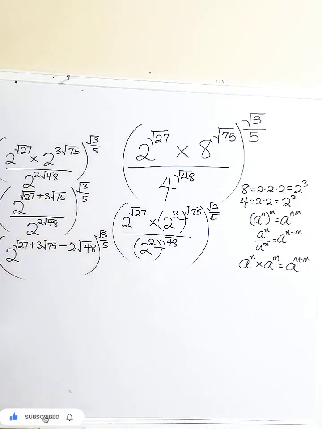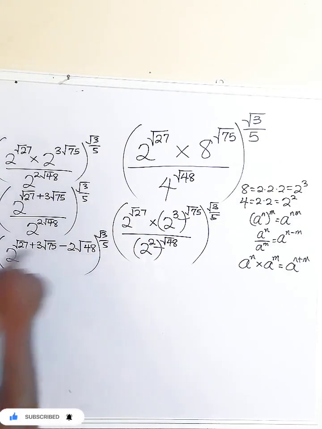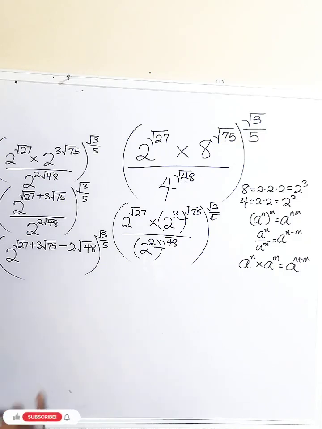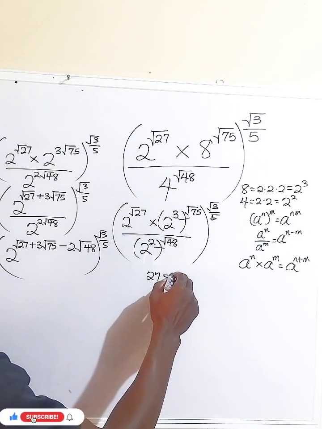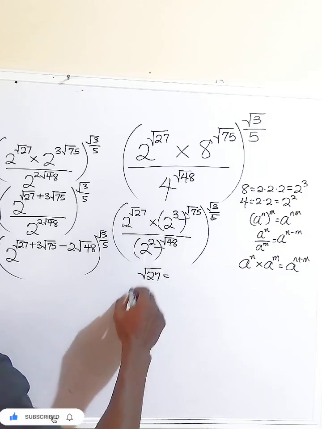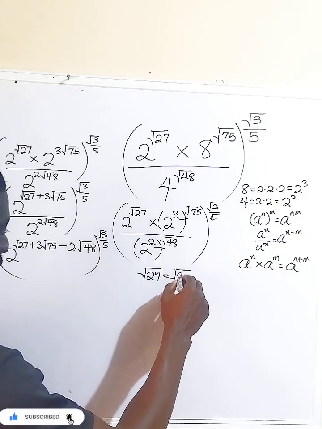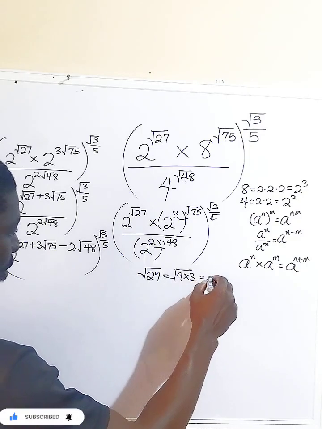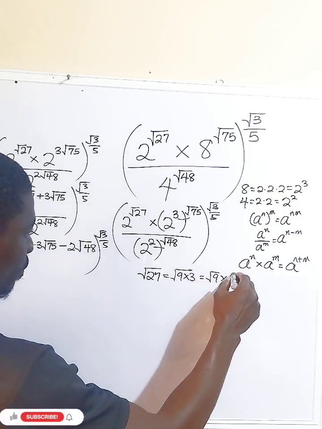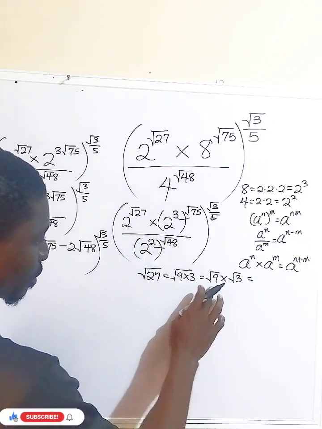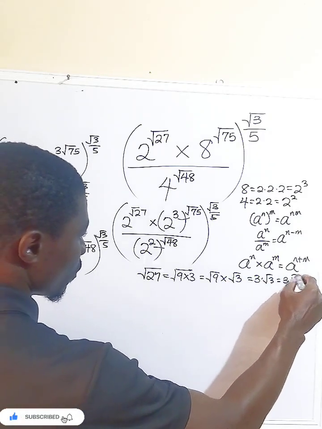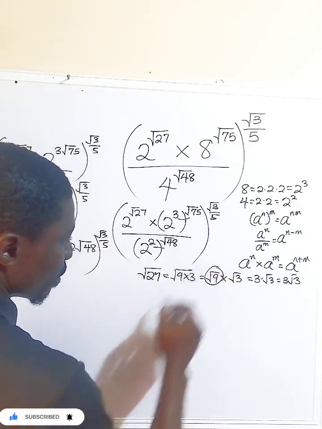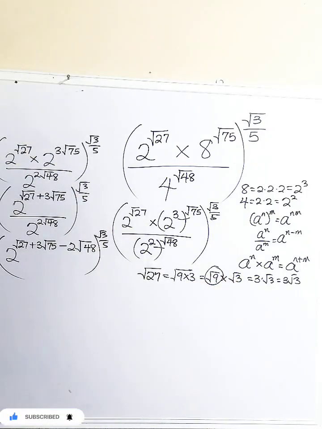Okay, so this ends. Let us now reduce this irrational number to the simplest term. Root 27 will give us the same thing as saying 9 times 3, which is the same thing as root 9 times root 3, which will give us 3 times root 3, giving us 3 root 3. And that's because the root of 9 is 3.